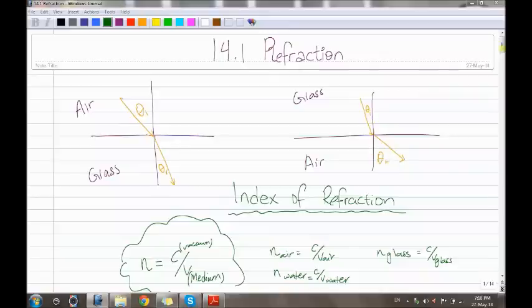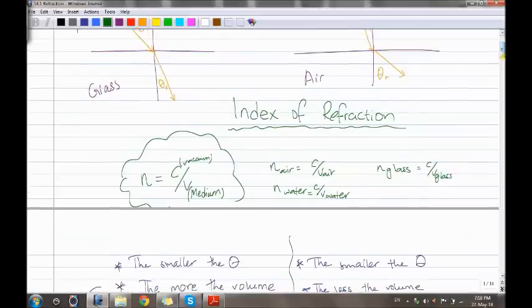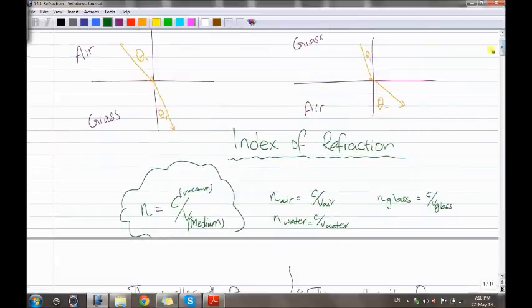Now we have something called the index of refraction. We could represent it by n. It's n equals c over v, where c is the speed of light in a vacuum, and v is the speed of light in a medium. So we could say n air equals c over v air, n water equals c over v water, and n glass equals c over v glass. And something that we could always know is that the n of air is always equal to 1.